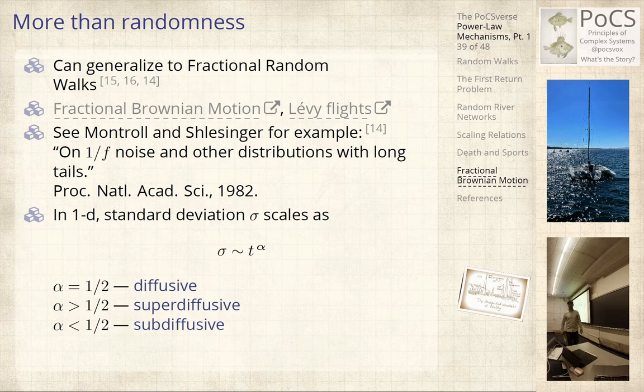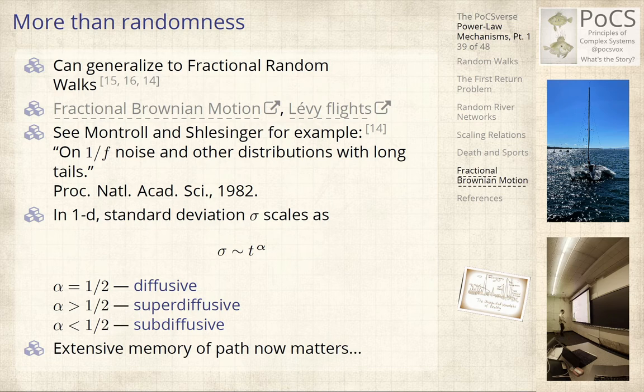And to get these two, you have to have memory in the system. We had the simplest kind of memory for random walks, which is just where are you right now? And now you have a 50-50 chance of going either way. But for these ones, there are different mechanisms, but to produce these things, you have to kind of know where you've been, and they're usually integral kind of things. So you need extensive memory.